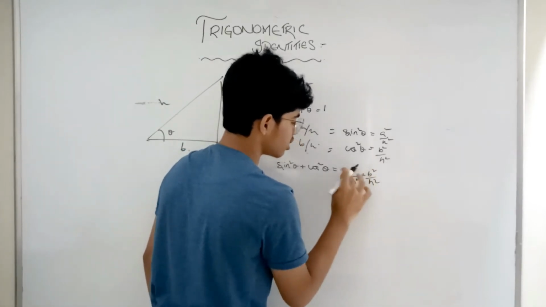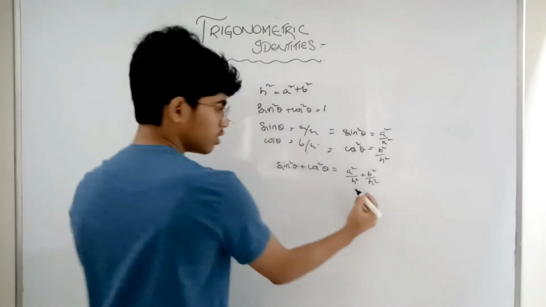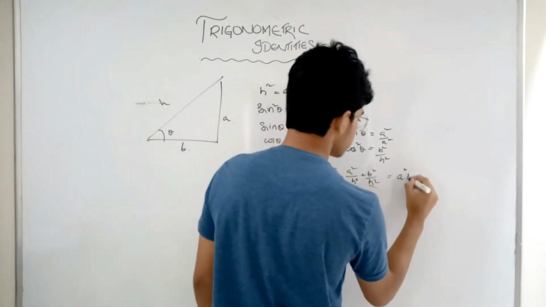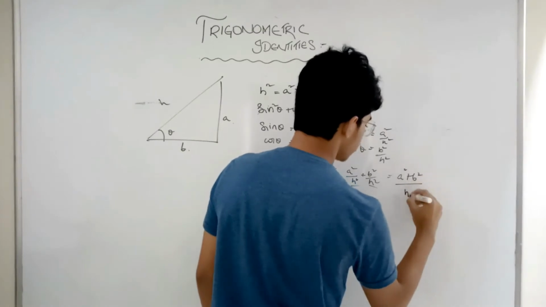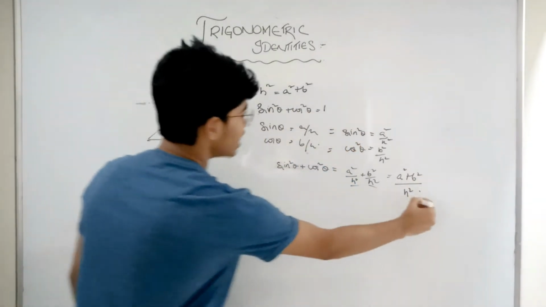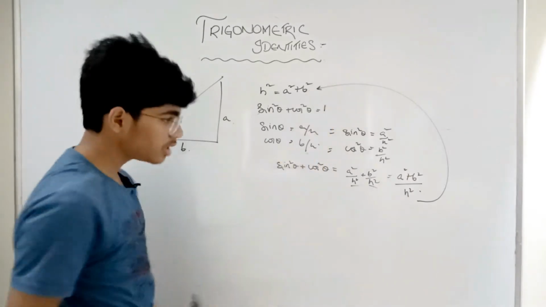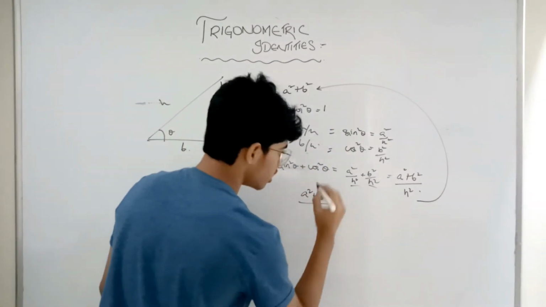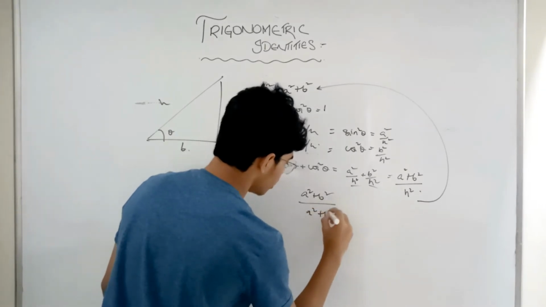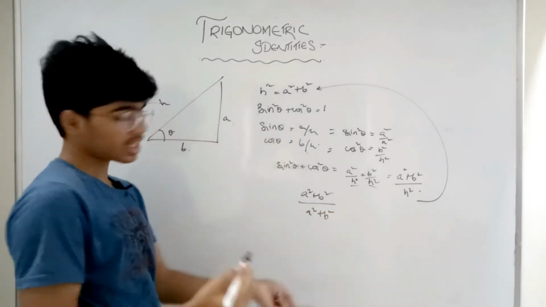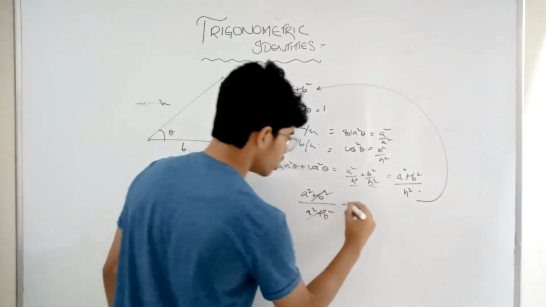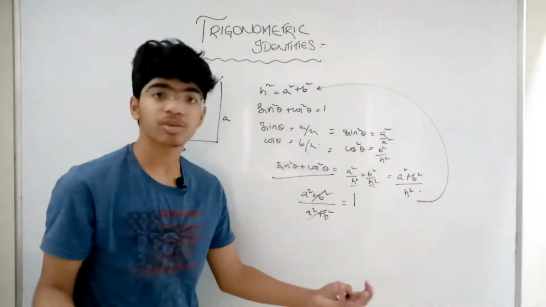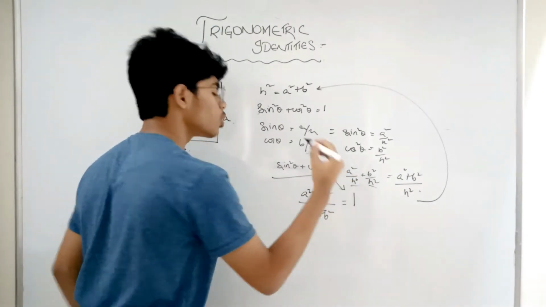Now with the same denominator, it adds up to a square plus b square by h square. Now we know that h square equals a square plus b square. So it is a square plus b square by a square plus b square. Same numerator, same denominator, it cancels. The answer is 1. This is how sine square theta plus cos square theta equals 1.